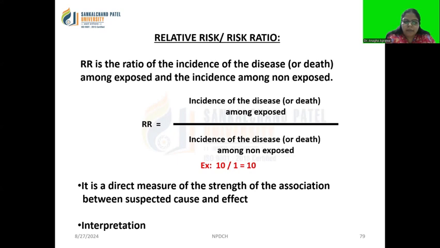So that means cigarette smoking is contributing towards the development of lung cancer. If we stop that habit, there are fewer chances of developing lung cancer in future in that particular patient. Okay, it is a direct measure of the strength of association between suspected cause and effect. Till now we were just assuming, but now we can say with the help of a cohort study that yes, there is a direct association between suspected cause and effect.